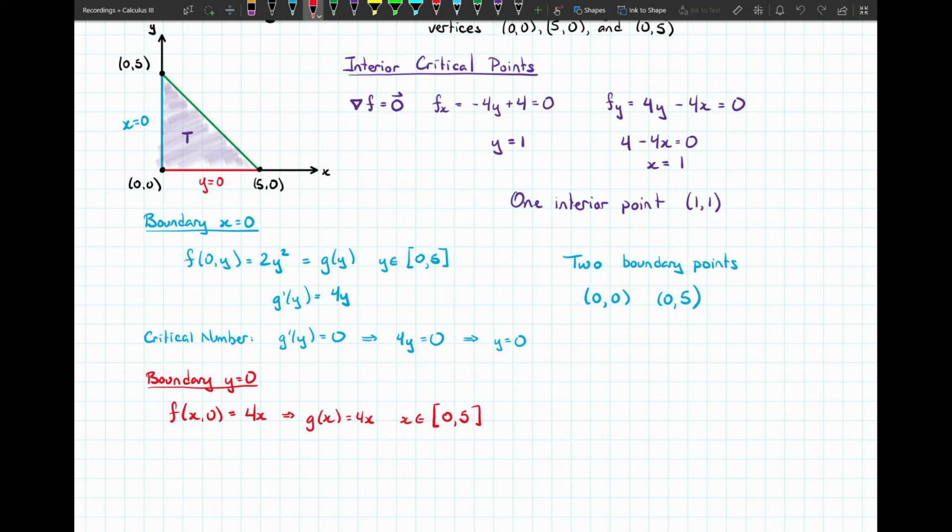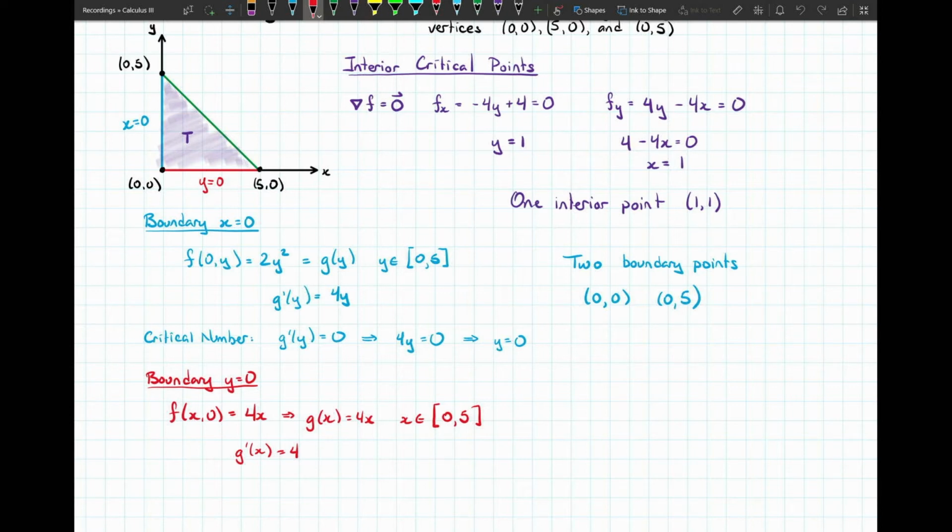And the interval for x along that line segment will be from x equals 0 to x equals 5. We'll use the closed interval method of this single variable function on that interval since 4x is continuous. However, g prime of x is just equal to 4. That will never equal 0, and that means that we have no critical numbers on the function g and no critical points of our function f along that boundary.